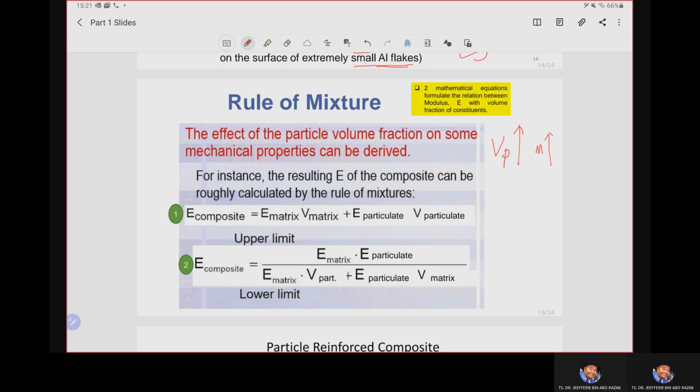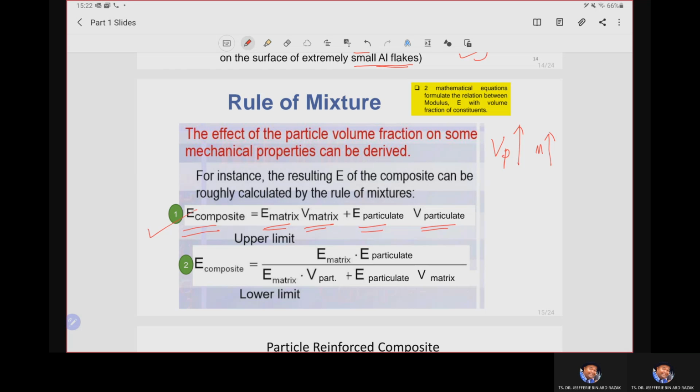This slide shows two mathematical equations that have been formulated for the relationship between the elastic modulus of the composite and the elastic modulus of each constituent, the matrix and particulate, with the volume fraction of matrix and the volume fraction of particulate. These are called the rule of mixture because we have the mixture between the dispersed phase and the matrix phase. This equation can predict the elastic modulus that falls at the upper bound, meaning the higher performance properties. So this is the first equation of the rule of mixture.